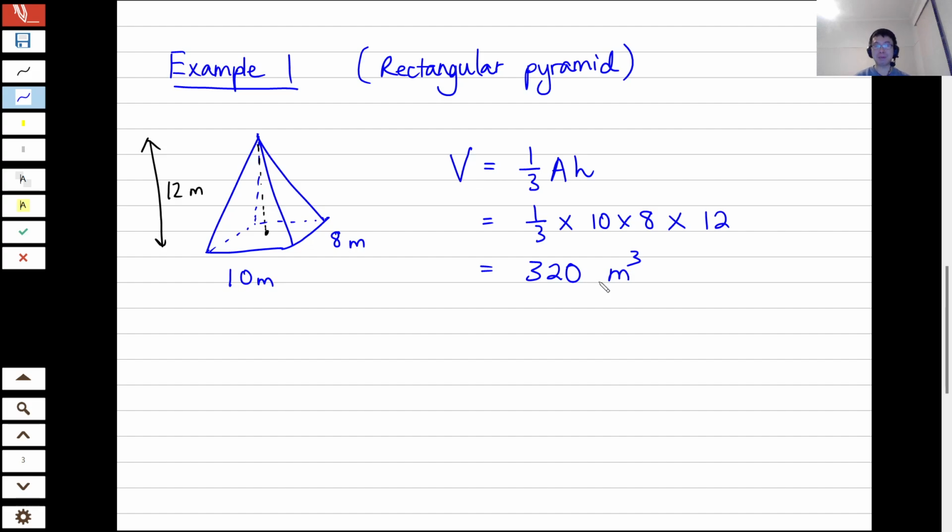Notice how much simpler this was than the surface area calculation we did for a rectangular pyramid. So just like with prisms, in general, calculating volume is much simpler than calculating surface area. Let's do one more example.